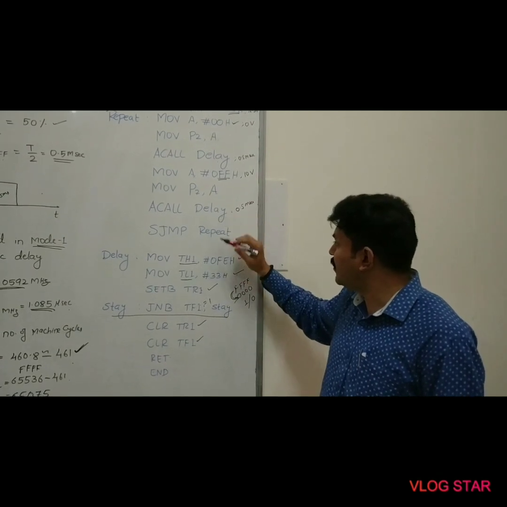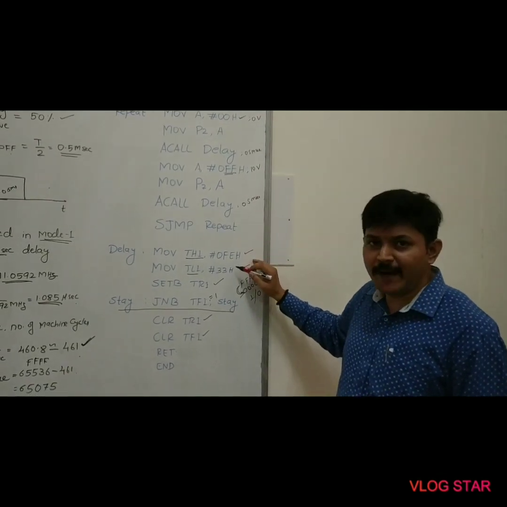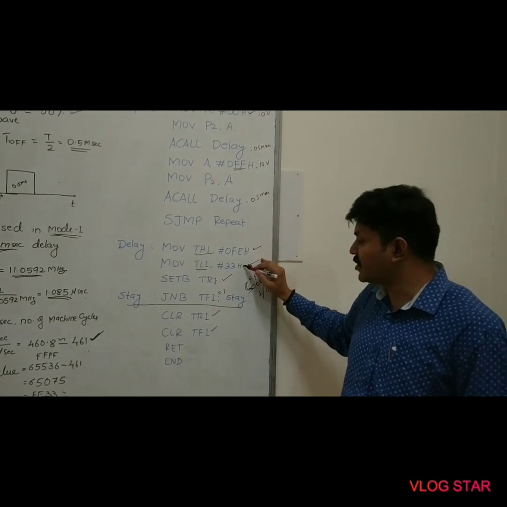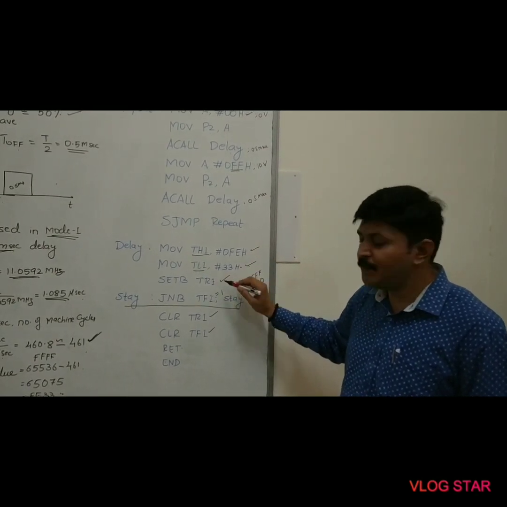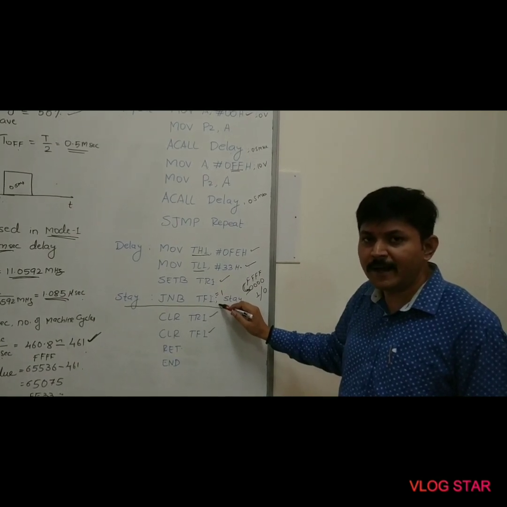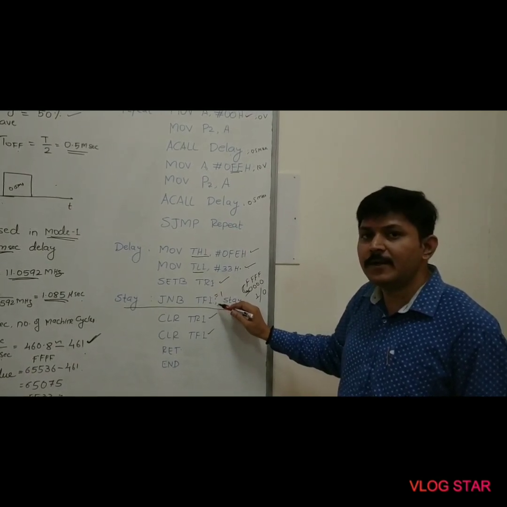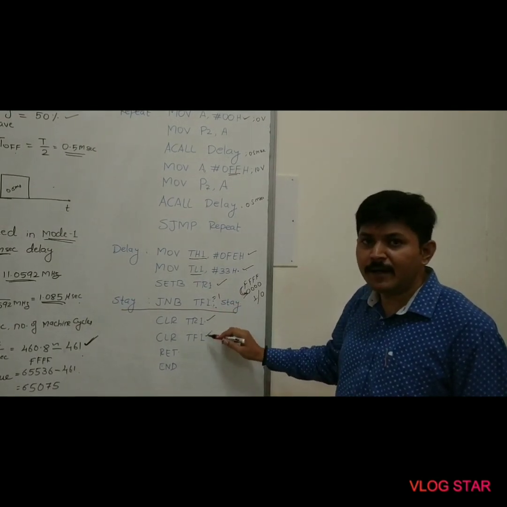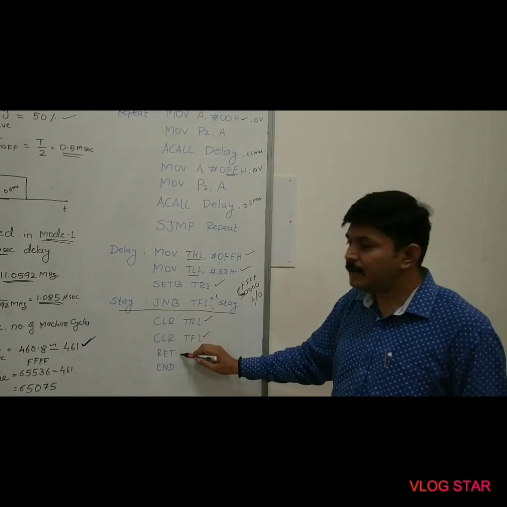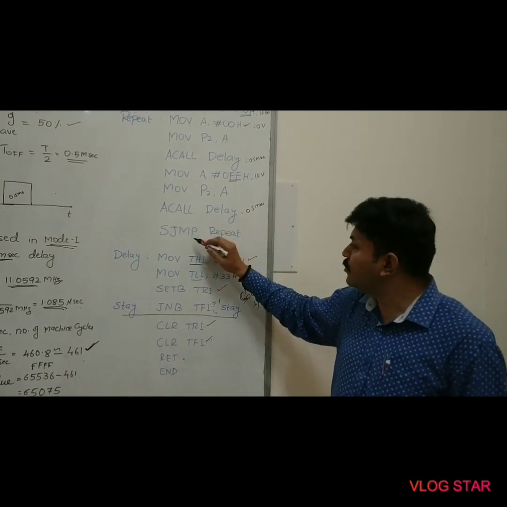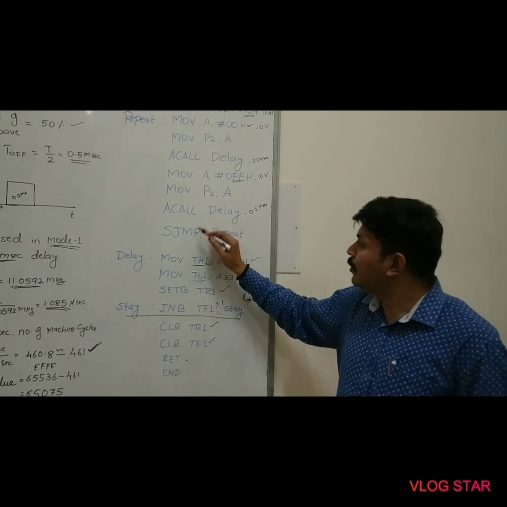Again it will come here and load the same values into the TH and TL registers, set the timer, and then wait until the count becomes 00 and the TF flag is set. Once the TF flag is set, this condition fails and it will come out. I will clear the timer, clear the TF flag, and return back to the main program, to the next instruction after the call instruction.